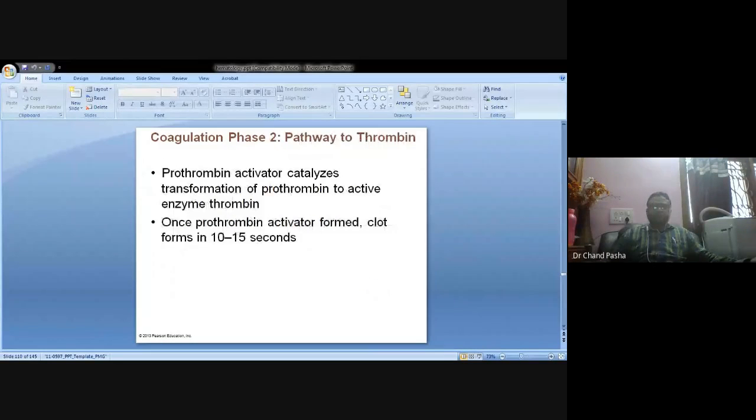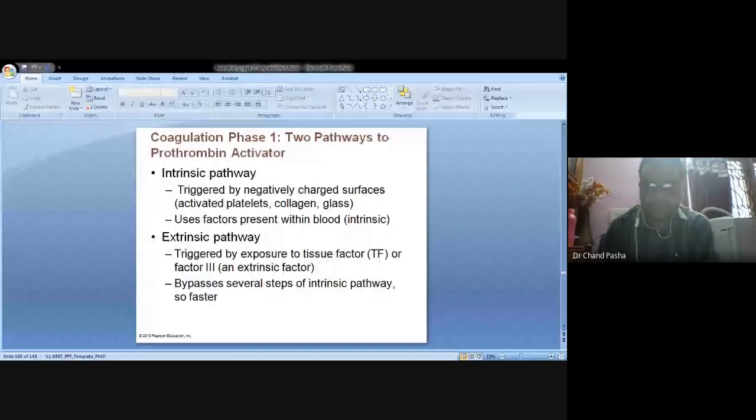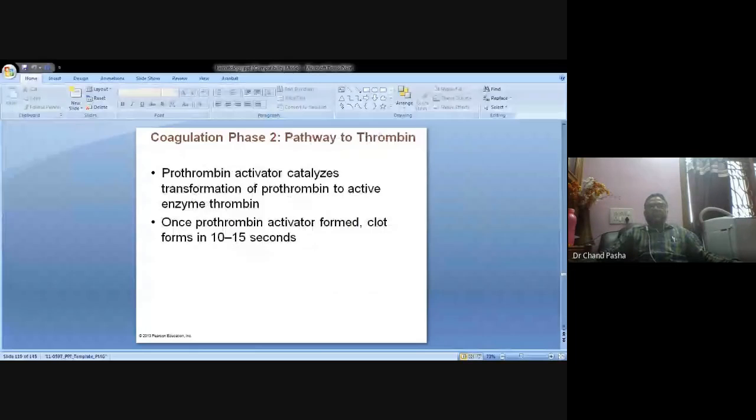So what is the first step in that one? What we discussed: getting the prothrombin activator. Then the prothrombin activator catalyzes the transformation of prothrombin to the active enzyme, that is thrombin. Once the prothrombin activator forms, the clot forms within 10 to 15 seconds. This prothrombin formation should be fast. If this process is delayed, then what happens? The clotting also gets delayed.